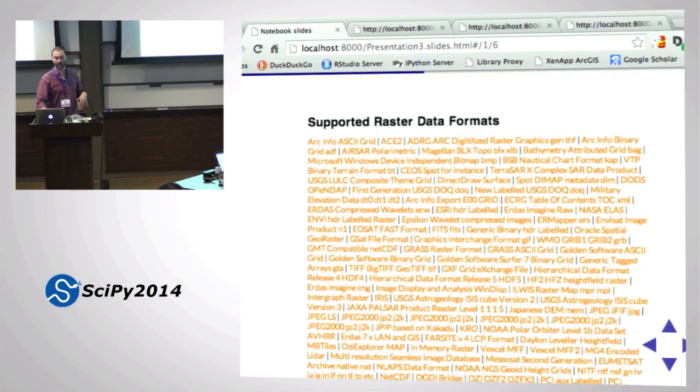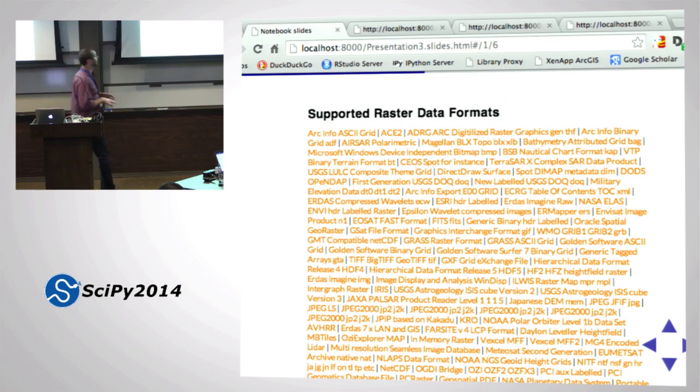These are software packages that use it. I also use Python to extract this. This list is too long to fit onto a slide. This is all the different raster data formats that are supported by GDAL. There's some of them in here that only one organization uses, but they support reading and writing.